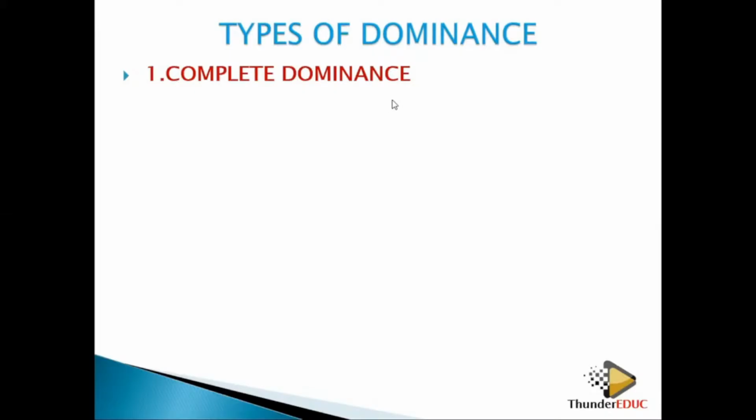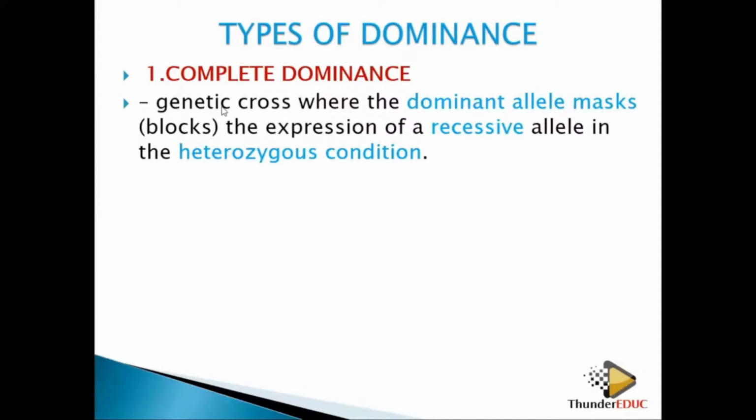We have three types of dominancy: complete dominancy, codominancy, and incomplete dominancy. So let's look at them in detail. When we talk about complete dominancy, when you are dominant, it means that you have powers over another individual. So it's a genetic cross where the dominant allele masks, blocks the expression of the recessive allele in a heterozygous condition.